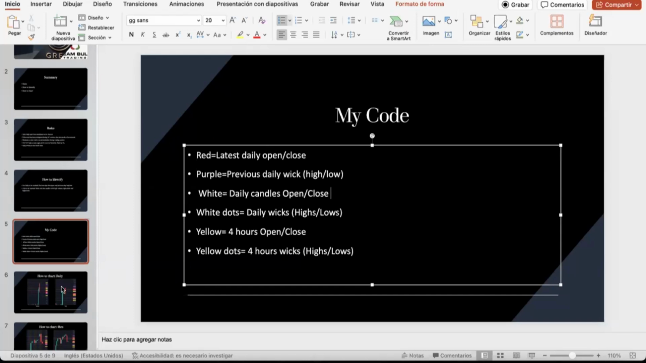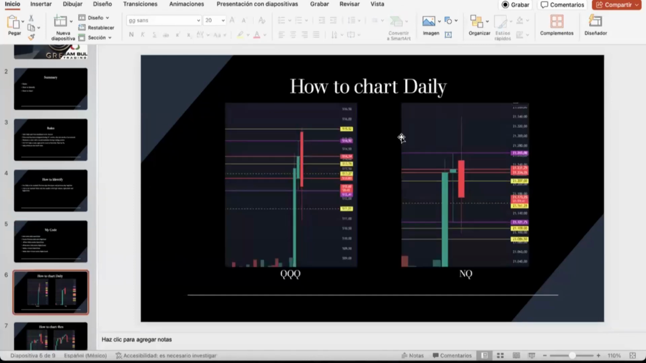Okay, guys. So let's jump into how to chart daily. Perfect. On the left side, as you can see, I have QQQ. On the right side, I have NQ. Can you see this green candle here, the daily candle? This is the one from Friday, same here on NQ, this one here.